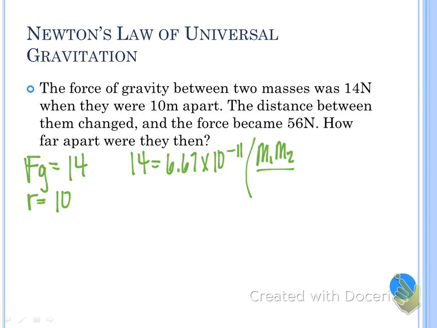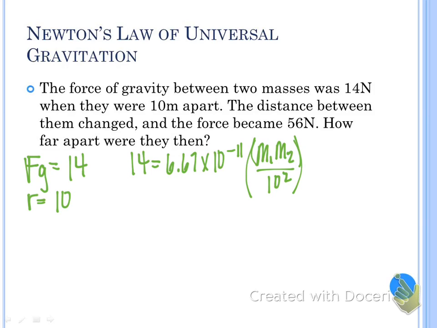M1 times M2 over R squared. Okay, so between these two instances, will the product of our masses change at all? M1 times M2 should be the same for both of these instances, right? The masses of our objects are not changing. The only thing that's changing here is the radius, which then changes the force.